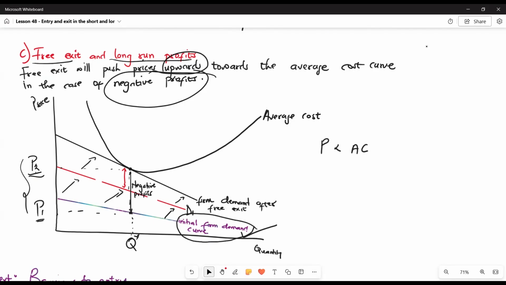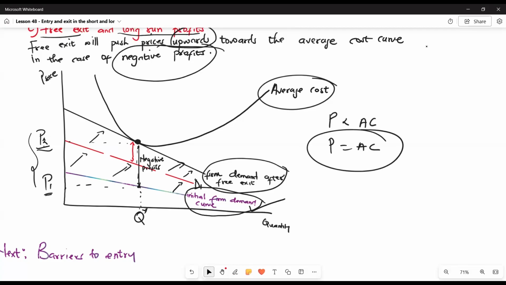Now, further exit in the market is going to cause the existing firms to experience some more increase in their demand. Anytime firms exit the market, those that remain experience an increase in their demand and their market power. Further exit will shift this demand curve from this red one to this black one. So what we notice here is that exit will continue until profit is zero, bringing us back to the long run equilibrium.